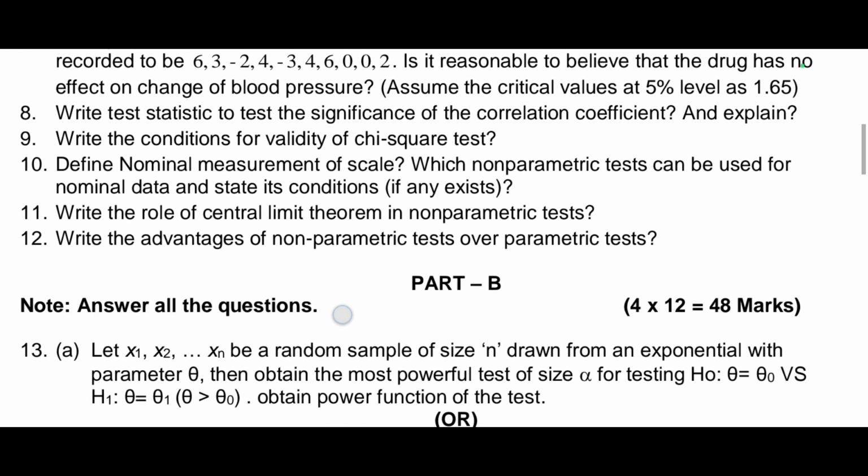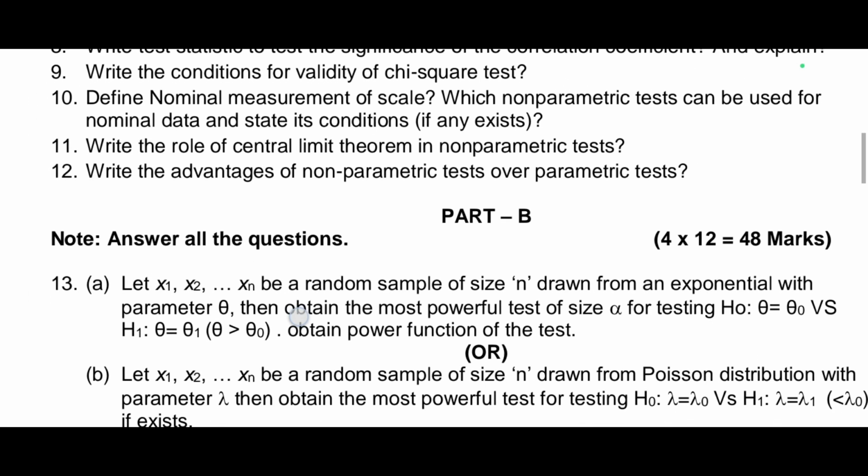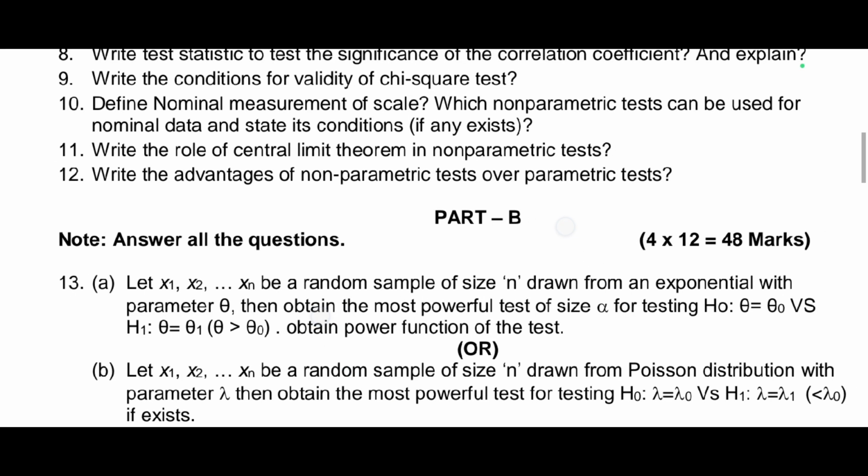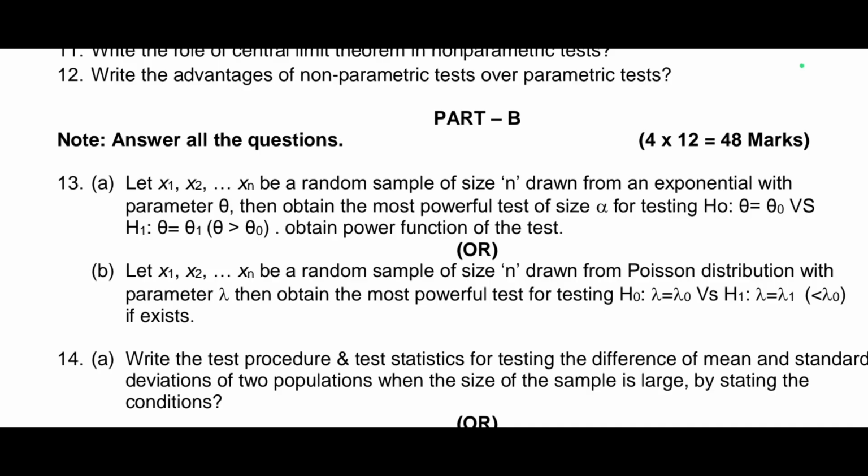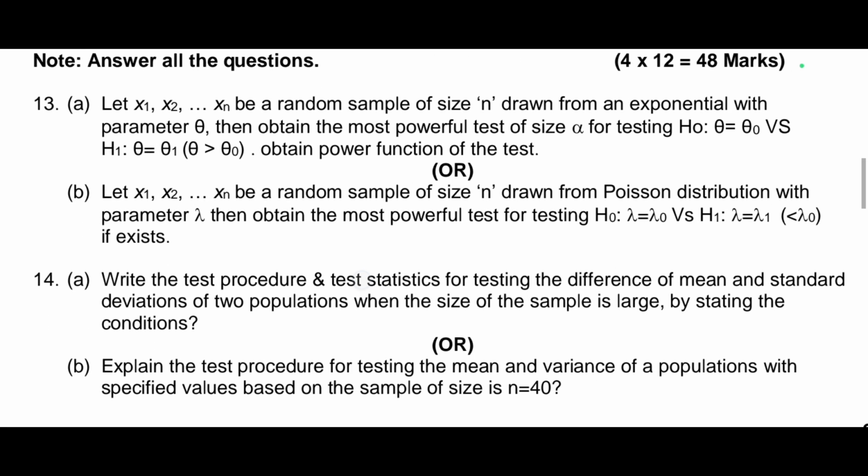Next, write the test statistic to test the significance of the correlation coefficient and explain. Next, write the conditions for validity of the chi-square test. Define nominal scale of measurement; which non-parametric tests can be used for nominal data, and state their conditions. Write the role of the central limit theorem in non-parametric tests. Write the advantages of non-parametric tests over parametric tests.